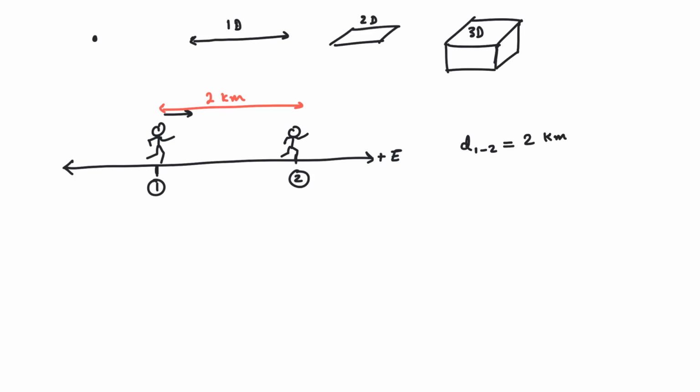Now, with distance, this quantity that we're talking about, we're not saying in which direction this person has moved. We are just saying that from this location to this location, the distance is 2 kilometers. This is called a scalar quantity. So a scalar quantity shows the magnitude or size of a measurement.